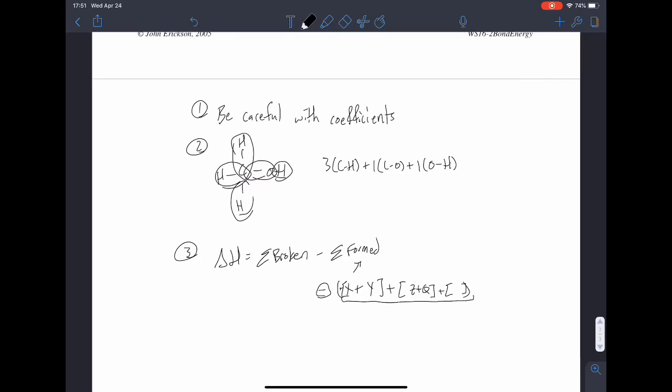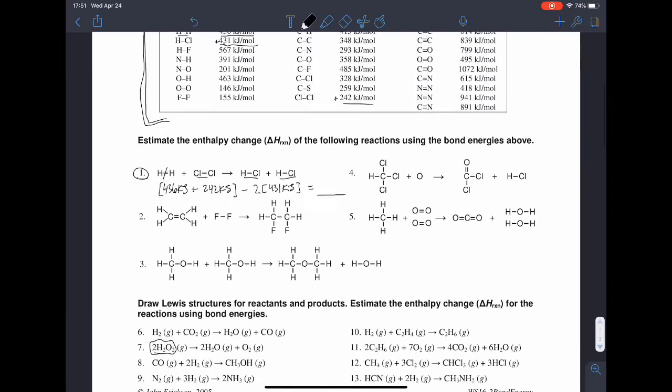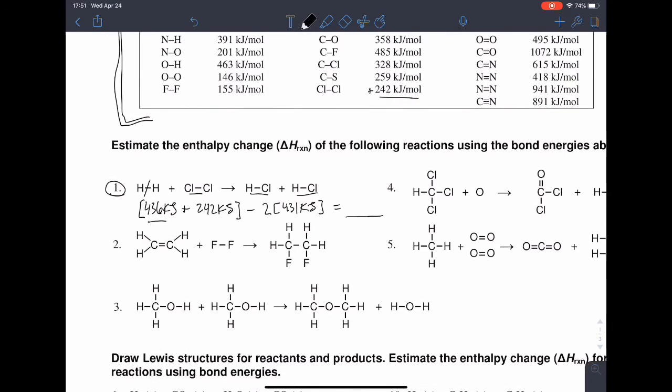So I would usually get them as answers like this up at the beginning, where you have the bonds broken minus the bonds formed. Get a sub answer for each side and then do your final calculation.